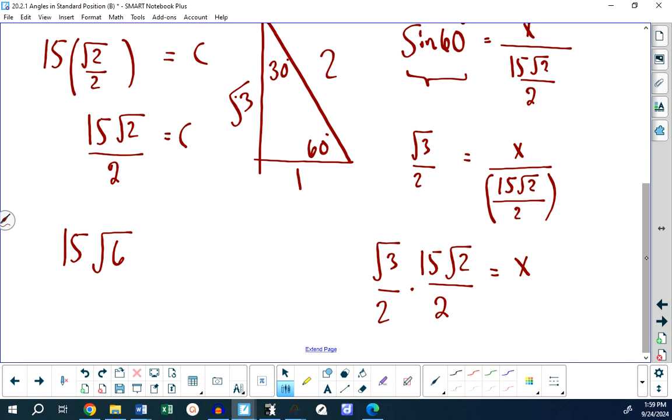If you want, you can confirm that on your calculator. You can take root 2 close brackets times root 3 close brackets, and then take the square root of 3. Now, they are irrational numbers, so I guess I'm not proving it to you, but I'm trying to convince you that it's the same. And then it's over 2 times 2, which is 4. This is the exact value of x.